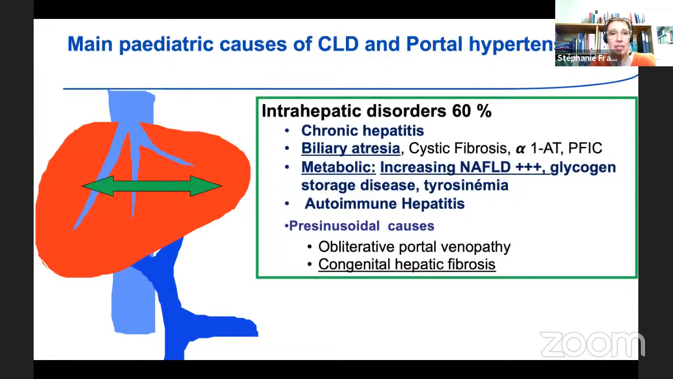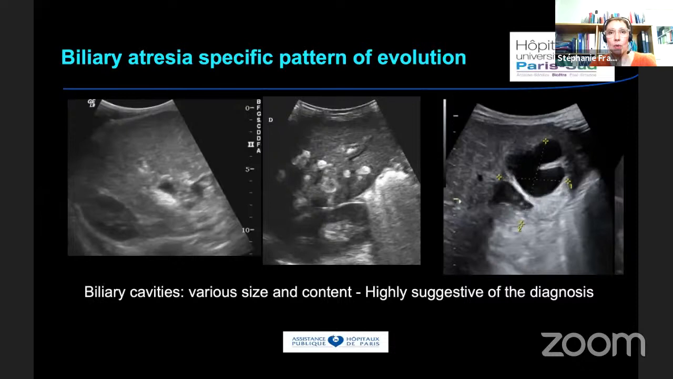And I will also show you the typical aspect of congenital hepatic fibrosis, as you can make the diagnosis with the ultrasound. So sometimes you see children coming with chronic liver disease. They have cholestasis, but you don't have the diagnosis. That was not done during the neonatal period. If you see along the portal veins those kinds of biliary cavities that can be of various size, various content, they can be really liquid or they can contain echogenic things, this is very suggestive of the diagnosis of biliary atresia.